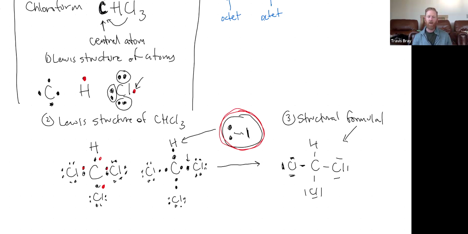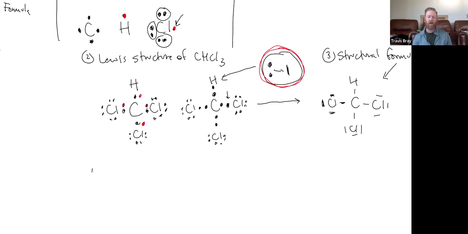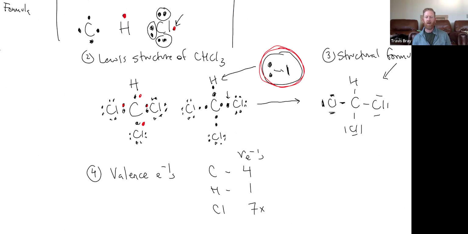The last step, the one thing that I did not do that you'll be doing in your lab report, is counting up the number of valence electrons. Well, if carbon has 4 valence electrons, hydrogen has 1, and chlorine has 7, but there's 3 of them, then that equals 21 plus 1 plus 4, and that equals 26. And we should be able to count those out up here. So is that right?